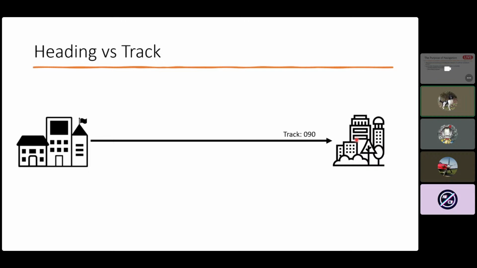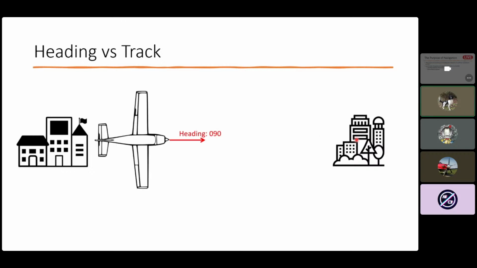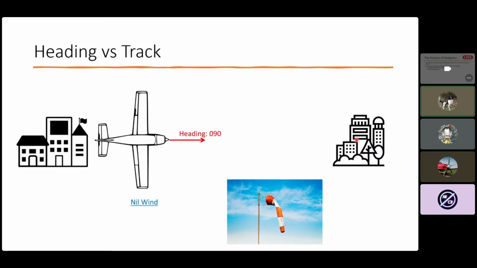So let's take an example. We're flying between two towns. We get the protractor out, we put it on the chart, and we measure that the track between these two towns is 090. So we take off and we point the aircraft at 090, and as luck would have it, we've got no wind. For some strange reason, we have no wind. So by pure chance, we will track 090. In this case, heading and track are the same.